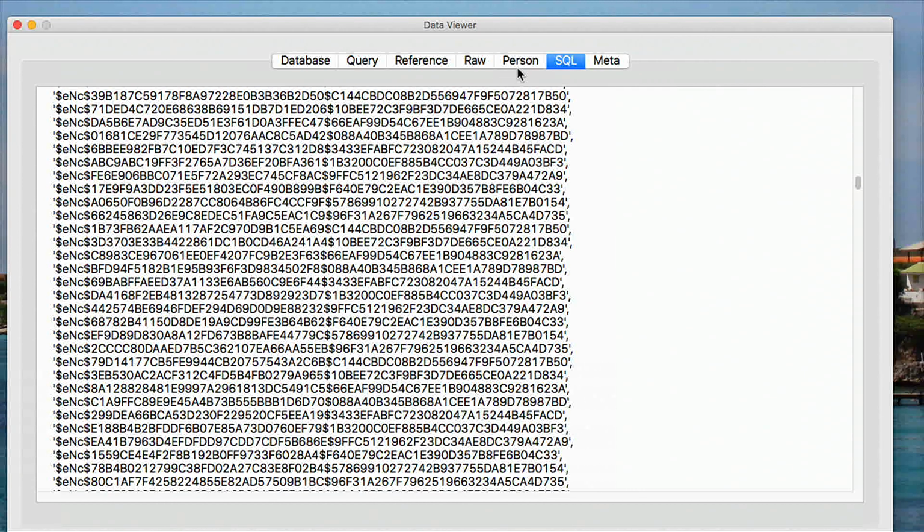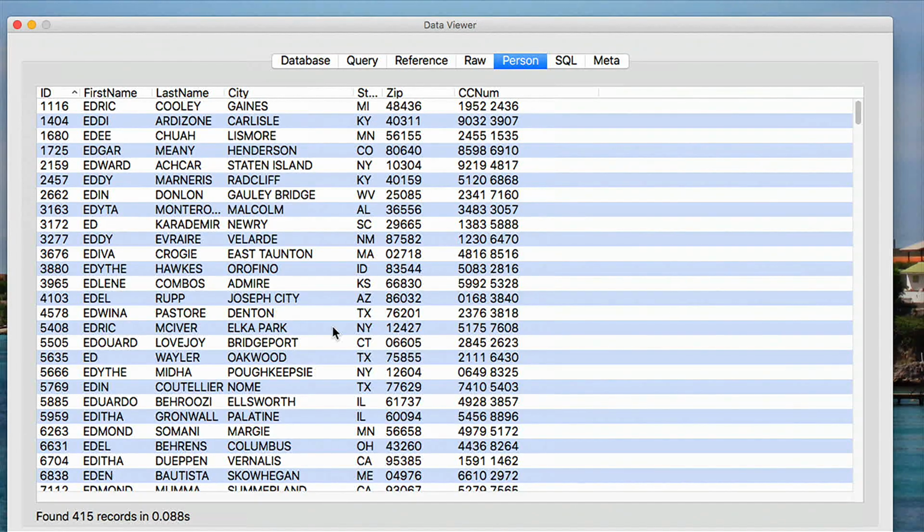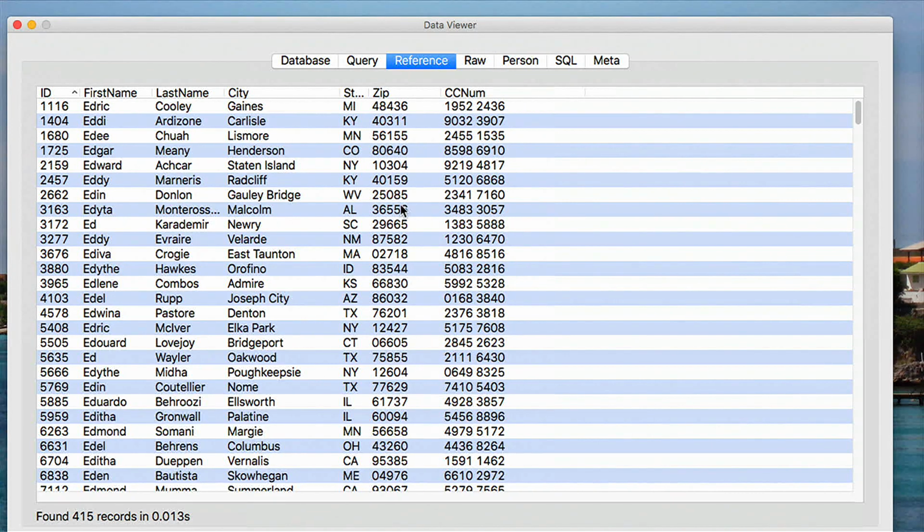How does the database query optimizer deal with this kind of stuff? The question is, how does the database query optimizer deal with this stuff? The answer is I have no idea, but pretty well, because if you look at the query, 0.088 seconds, as opposed to when we look at the reference, 0.013 seconds.